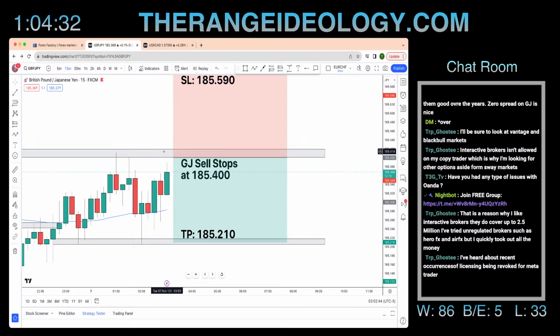Let's see. No, it's still stuck in there. Really hope for a stronger push here so we can maybe enter these sell stops. But again, it needs to give a strong push here for this to be something here. Let's see.